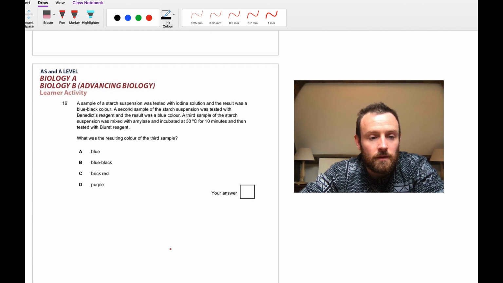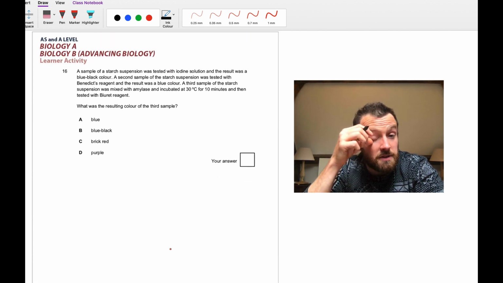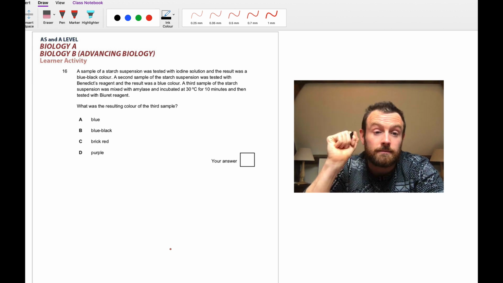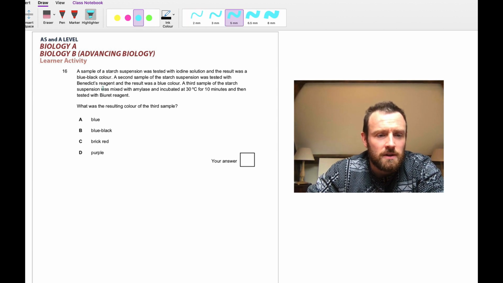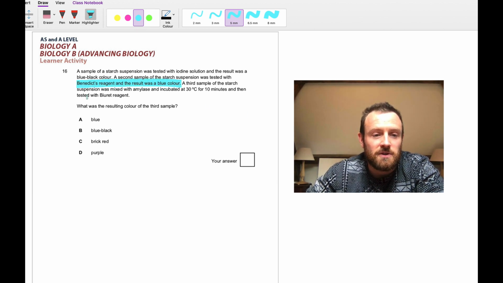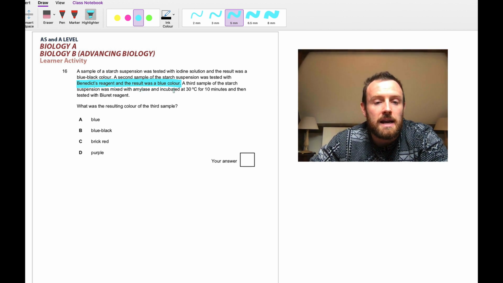16. Okay, a sample of starch suspension was tested with iodine and the result was a blue-black colour. A second sample of the starch suspension was tested with Benedict's reagent and the result was a blue colour. Well, that's because Benedict's reagent is blue. So Benedict's reagent is blue and it just basically stayed blue. The third sample of starch suspension was mixed with amylase and incubated at 30 degrees C for 10 minutes and then tested with biuret reagent.